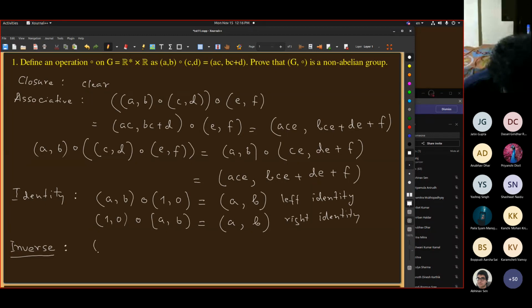So what is the inverse of (A, B)? 1 by A, comma minus B by A. 1 by A, yes, it has to be.